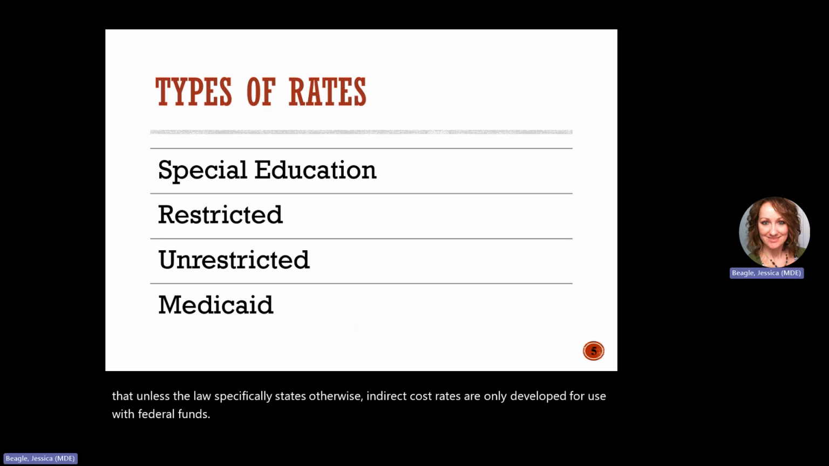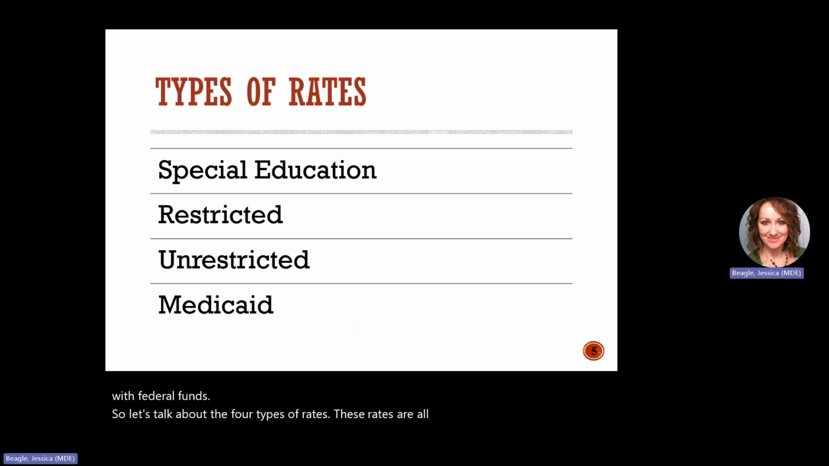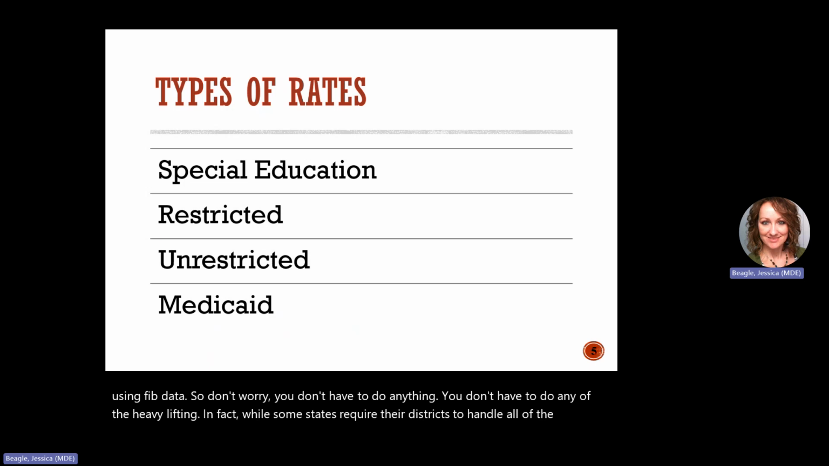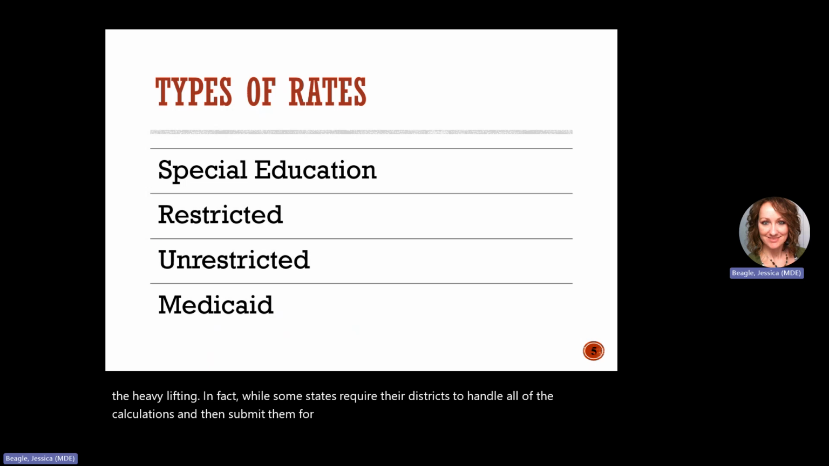So let's talk about the four types of rates. These rates are all calculated by the department using FID data. So don't worry, you don't have to do anything. You don't have to do any of the heavy lifting. In fact, while some states require their districts to handle all of the calculations and then submit them for approval, here in Michigan, we take care of most of that for you. All we need from you is a little bit of input on your end.